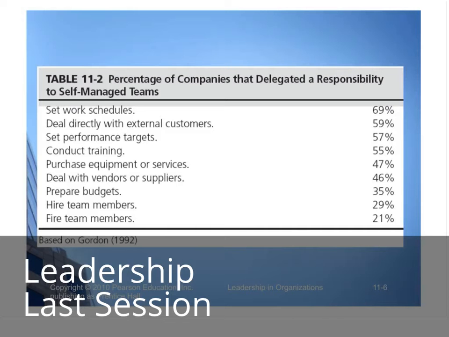So going back to this page, you see that setting work schedules is pretty important. It takes up a big chunk of the responsibility of self-managed teams. You see, dealing directly with customers is also there, going from the top to the lowest. So as you can see, setting performance targets is also important.